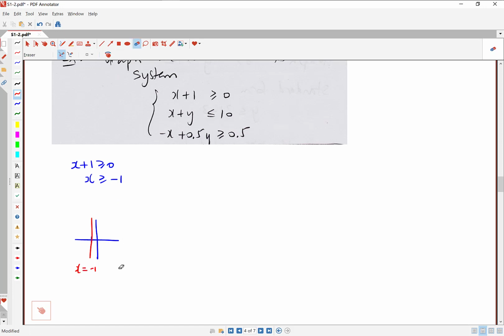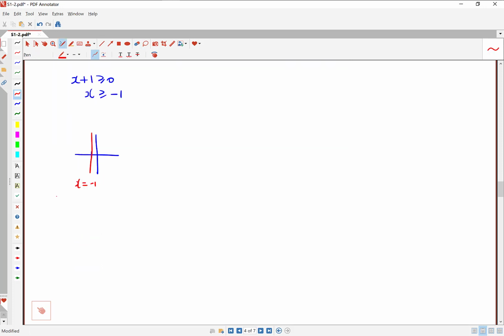And then what we're supposed to do is just test any point that's not on the line, and that tells us which side of the line the inequality is on. If we test the point 0, 0, what you're doing is you're putting that into your inequality. So put that into x is greater than or equal to -1, and just decide whether that's true or false. So when I put x equals 0 into this inequality, we get 0 greater than or equal to -1.